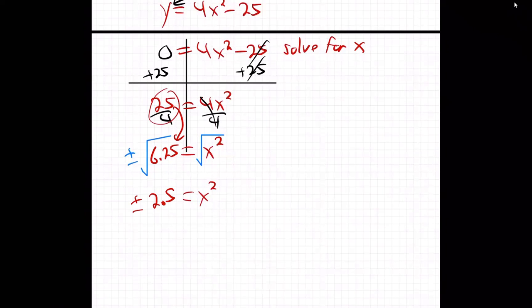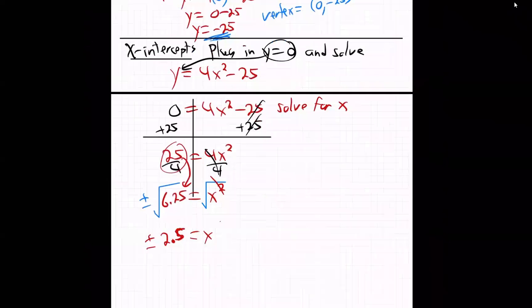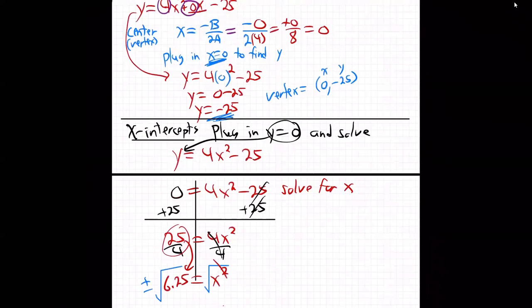No more square root, right? Once you square root, the root vanishes. So it's plus or minus. Oh, and there's no more square on the x here either. So that's x equals plus or minus 2.5. So that is what they're looking for.